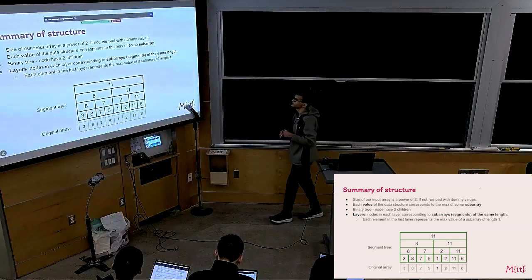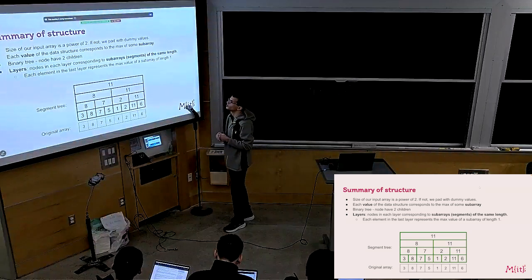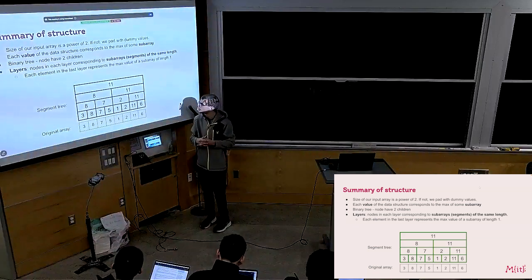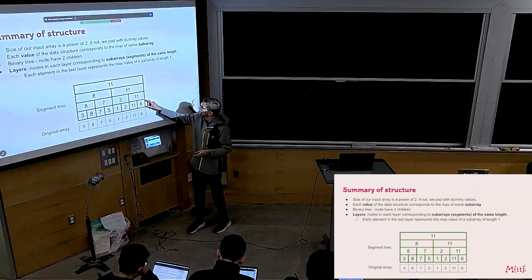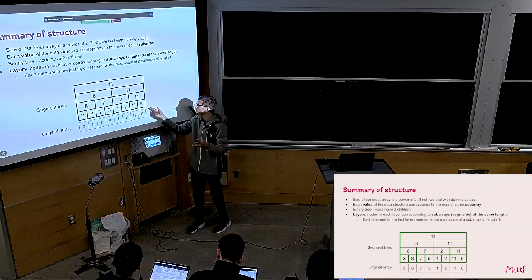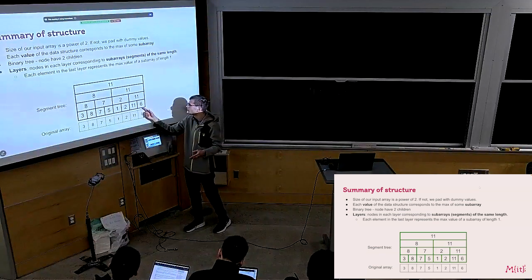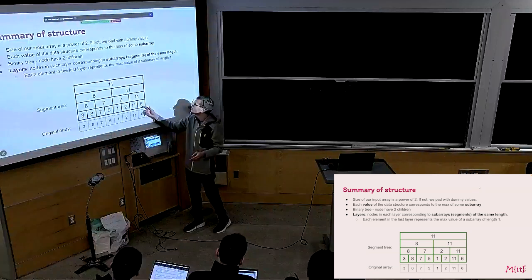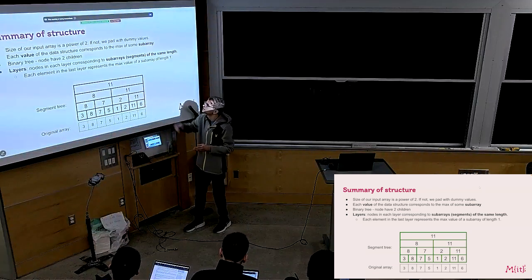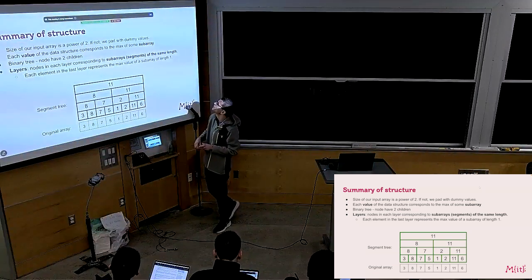And another concept that's somewhat useful to think about is the different layers. You have the bottom layer here, and everything on the bottom layer is similar. Everything here represents a subarray of length 1, and then everything on the next layer represents a subarray of length 2, and so on.